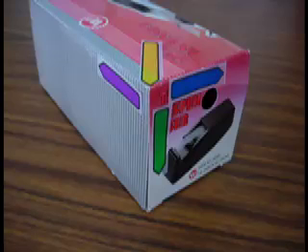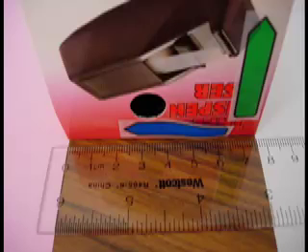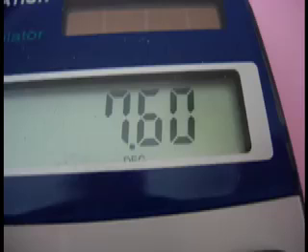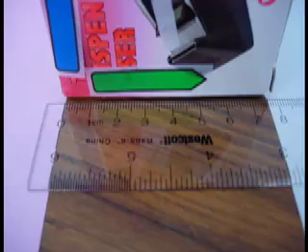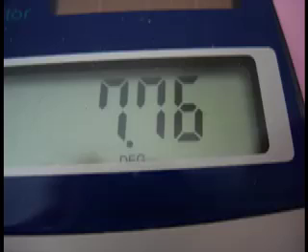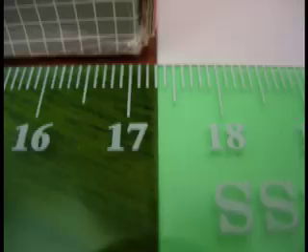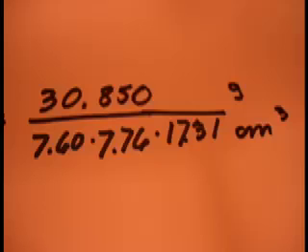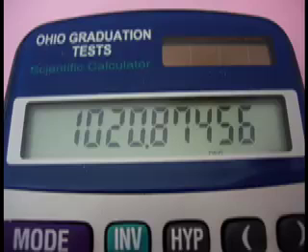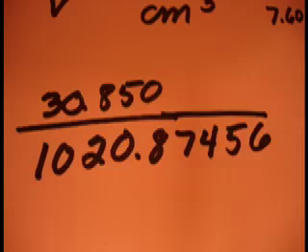We can use a ruler to measure this box, and we'll measure in 3 directions from one corner. The blue side measures 7.60. The green side measures 7.76. The purple or long side measures 17.31. We'll find the volume of the box by multiplying the 3 sides together. That equals a little over 1,000 centimeters cubed.